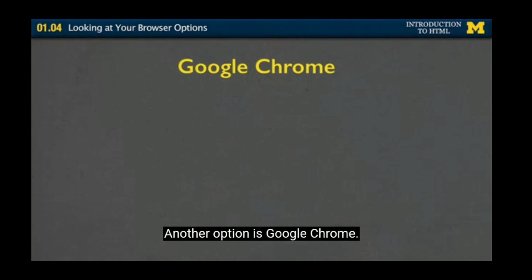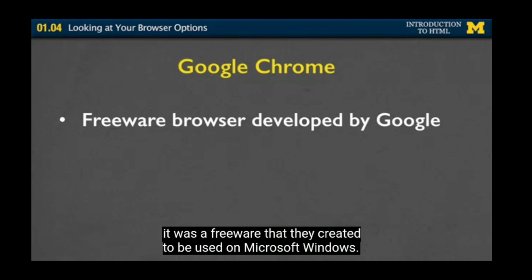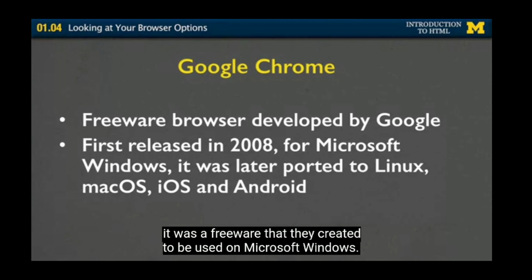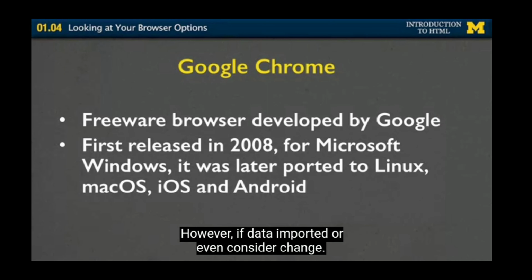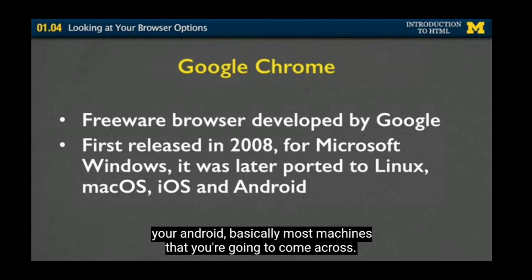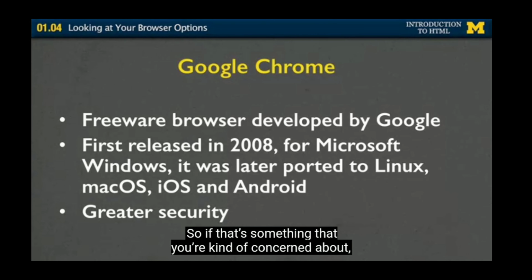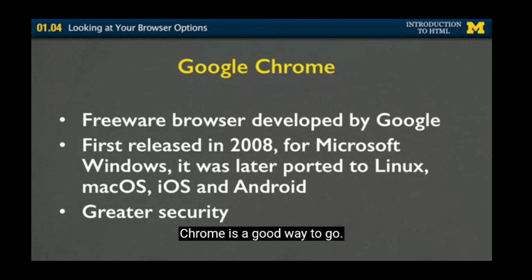Another option is Google Chrome. Google Chrome was developed by, surprise, Google, and it was a freeware that they created to be used on Microsoft Windows. However, it's later been ported, or you can consider it changed, so it works on Linux, your Apple machines, your Android, basically most machines that you're going to come across. The nice thing about Google Chrome is that they really focused on security. So if that's something that you're kind of concerned about, Chrome is a good way to go.